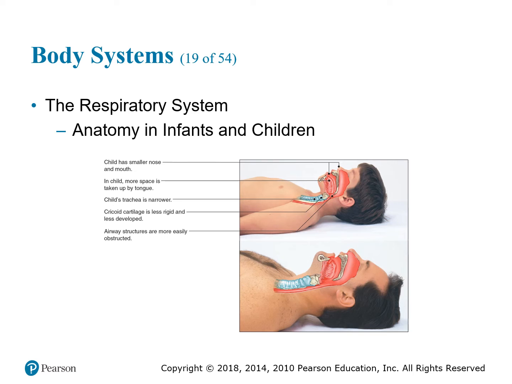All right, now with some of the differences between infants and children and that of adults. Now, a child has a smaller nose and mouth. Okay, that makes sense, right? Because they're smaller people. Therefore, it's easier to get obstructions in those things.